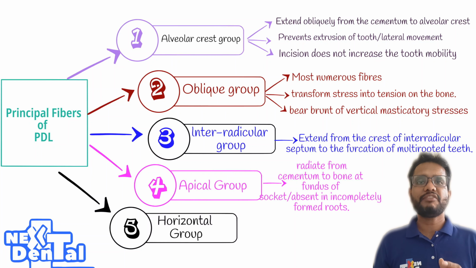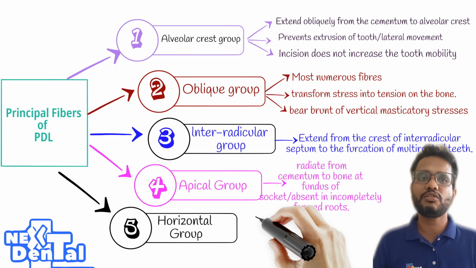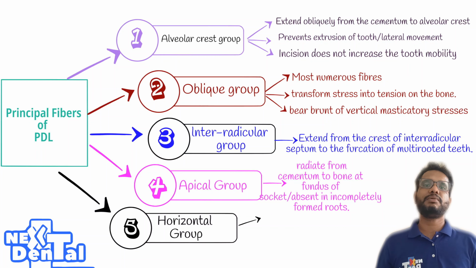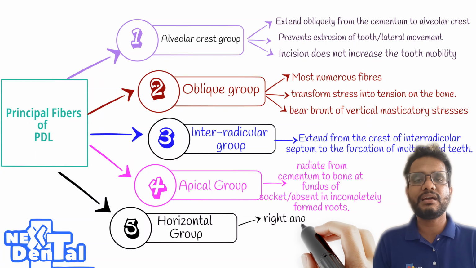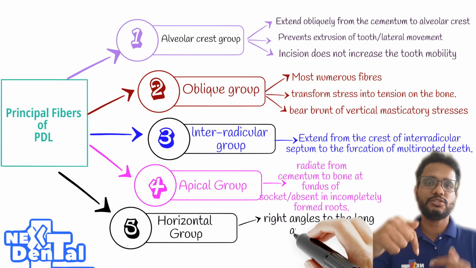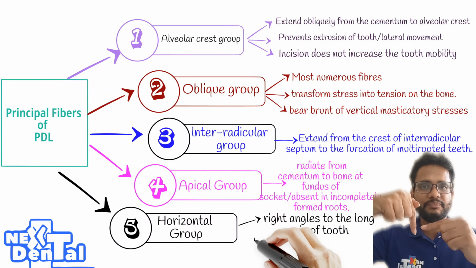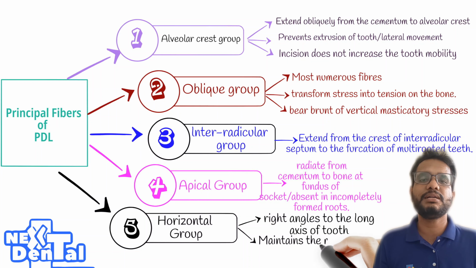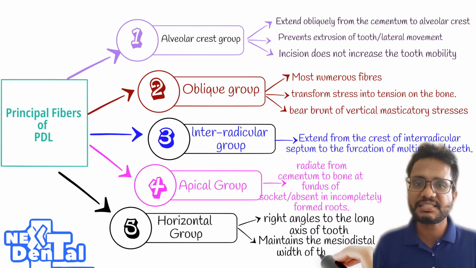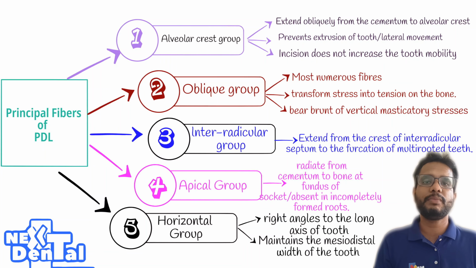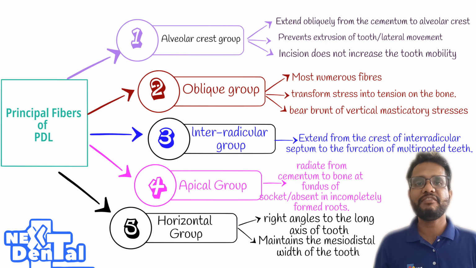Then we have the fifth group of fiber, that is the horizontal group of fibers. These group of fibers lie at the right angle to the axis of the teeth. So these will be like this, horizontally. Suppose this is the axis of the teeth, these will be lying horizontally, and these fibers are responsible for resisting the mesiodistal movement. That means they maintain the mesiodistal width of the tooth. So these were the 5 important groups of the fibers, 5 principal group of the fibers of the periodontal ligament.